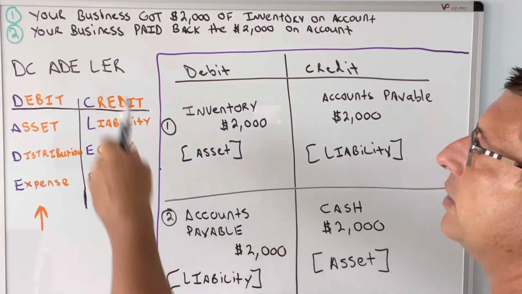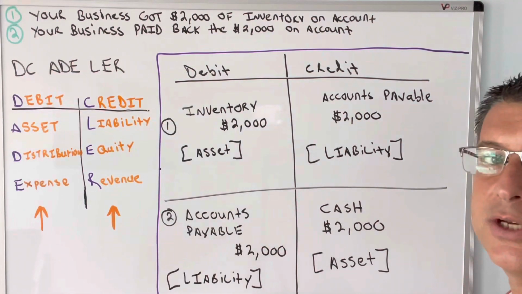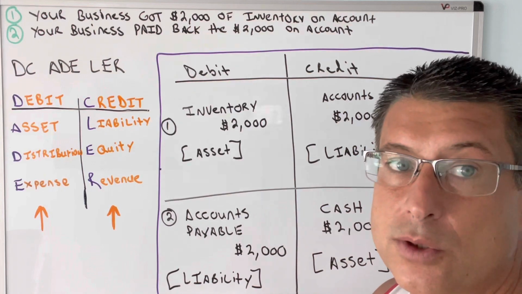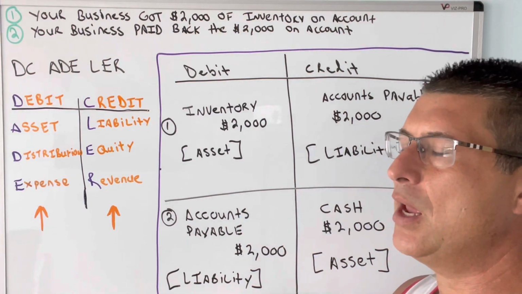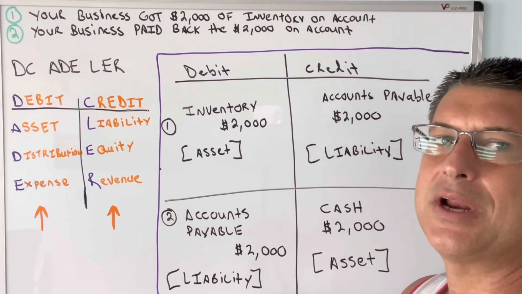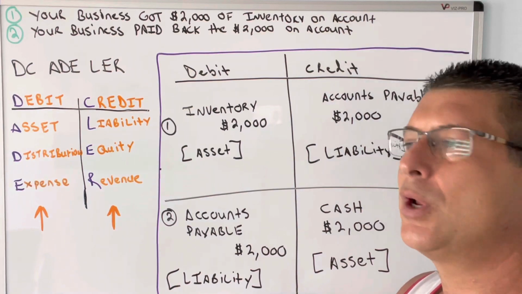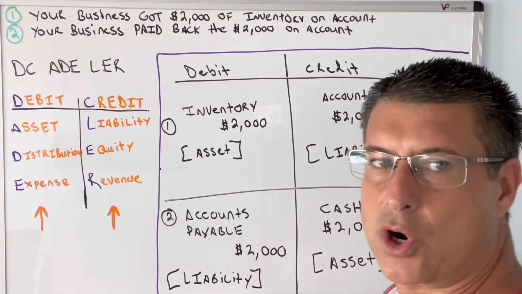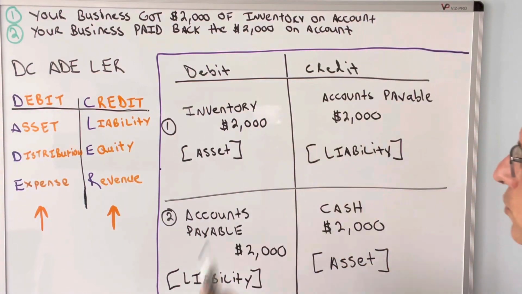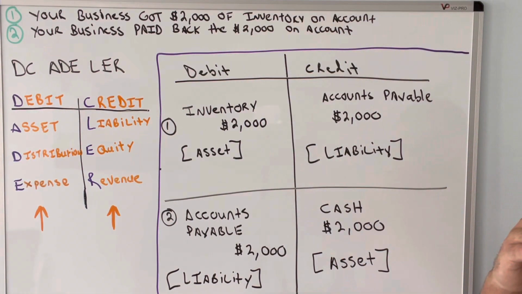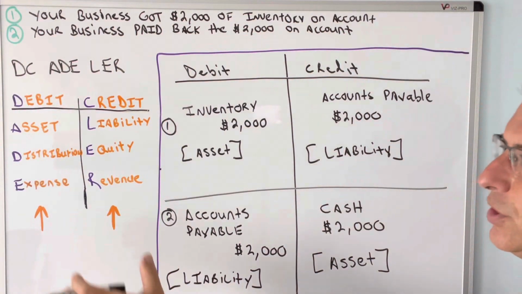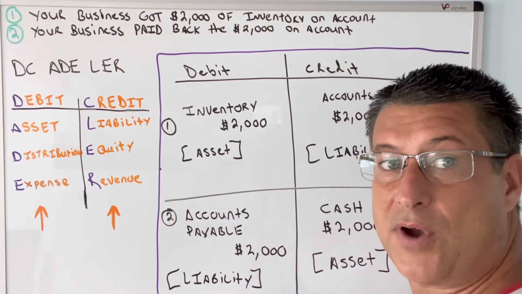Now we got two journal entries. Every journal entry has a debit and a credit. They always equal. I'd say debits and credits aren't inherently good or bad, they just are. But they always equal. So let's go with the two journal entries and work through the DCAler and have some fun with this.